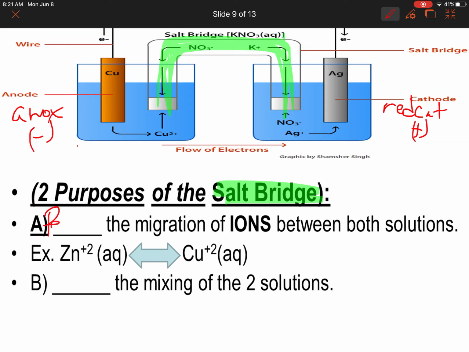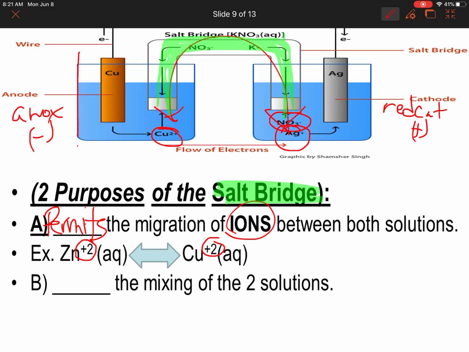It permits the migration of ions. Now, ions are the charged particles, right? So where are they? Here they are: Cu plus 2, Ag plus, like that. So it permits ions. Ions go in both directions, by the way, back and forth.